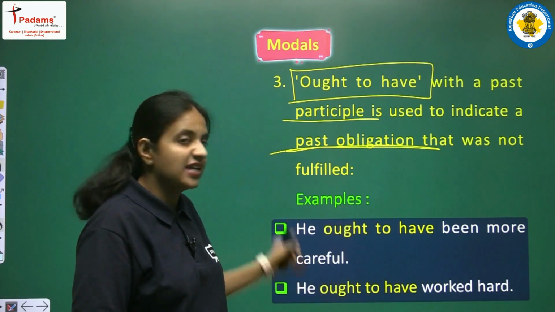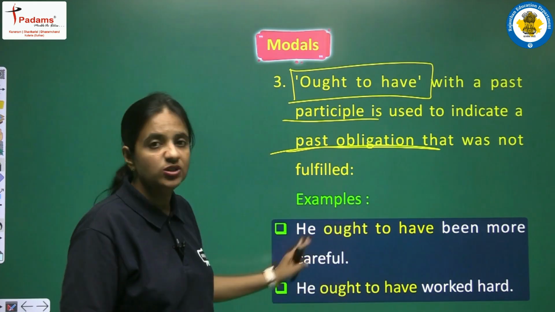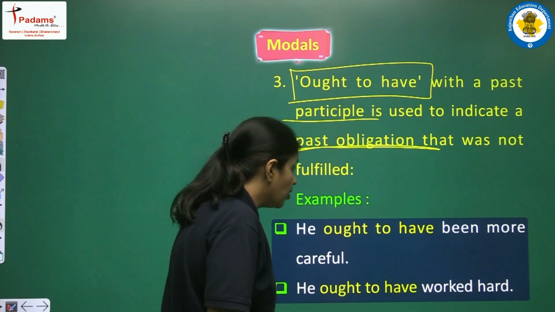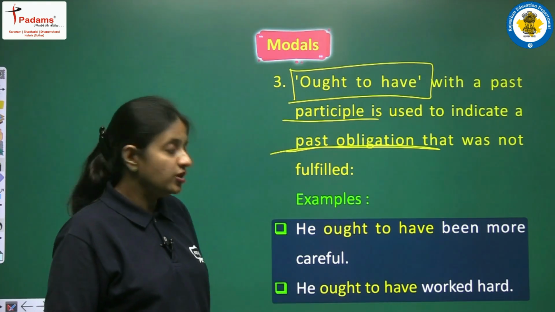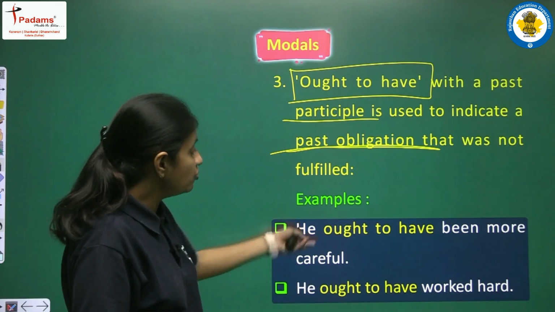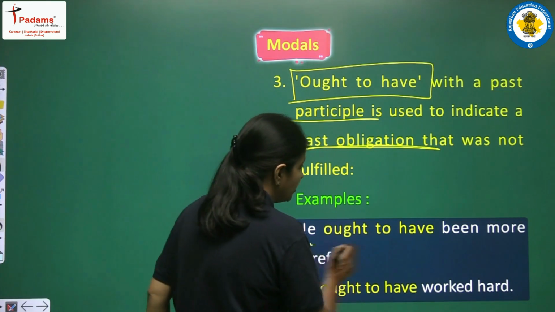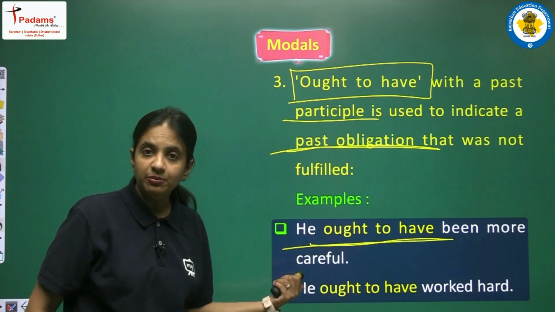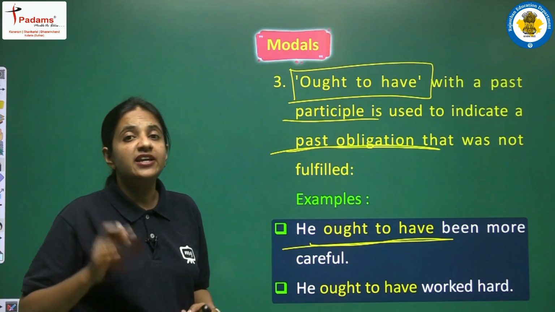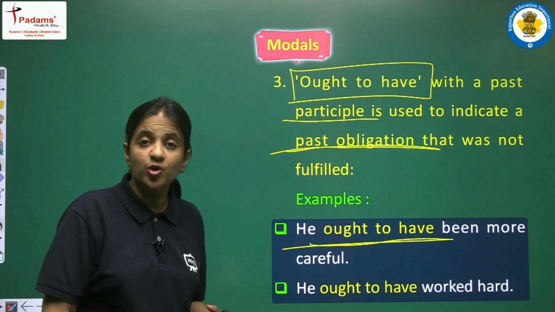Alright, let's see an example to clear this up. How can we use this structure in a sentence? Here we have, he ought to have been more careful. Here we are talking about a past thing, and we are saying that he ought to have been more careful. It means we are talking about one person who was not careful, and now we are saying that he ought to have been more careful.